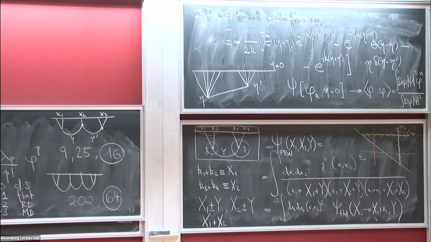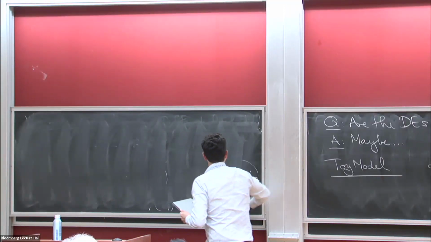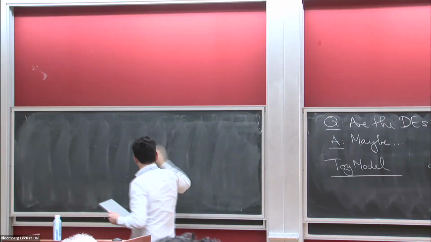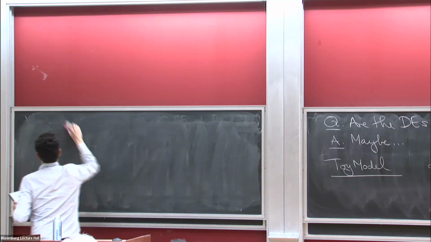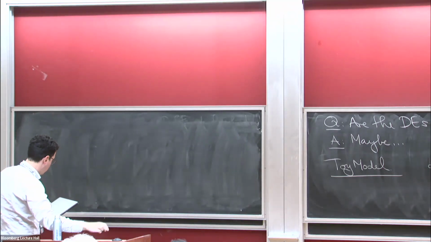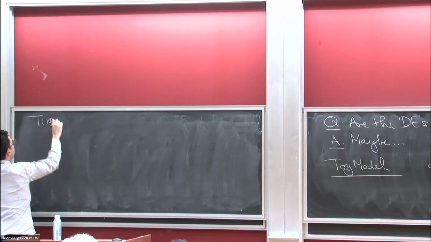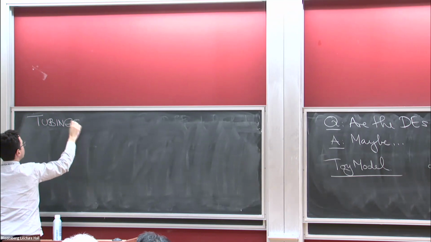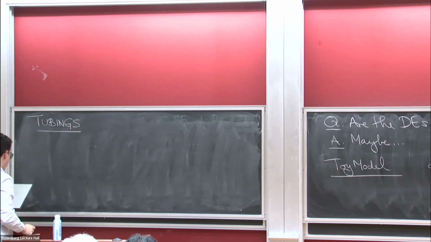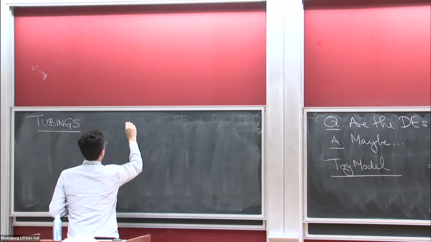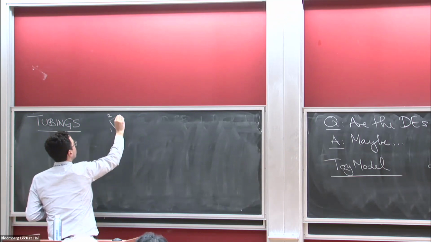I'll tell you a neat way of thinking of kinematic space. And then I'm going to write the equations. So the first thing you're supposed to do is do tubings of kinematic space. So let's start with the 4-point example.